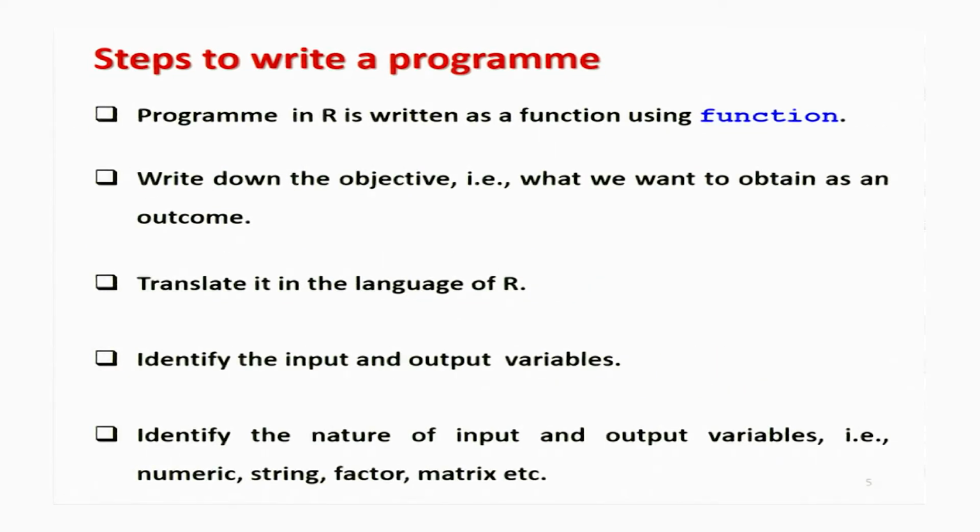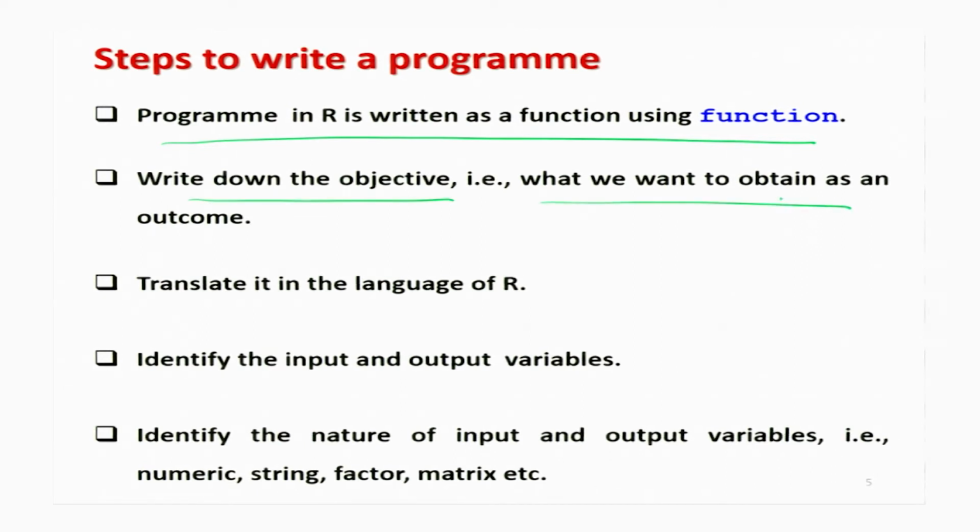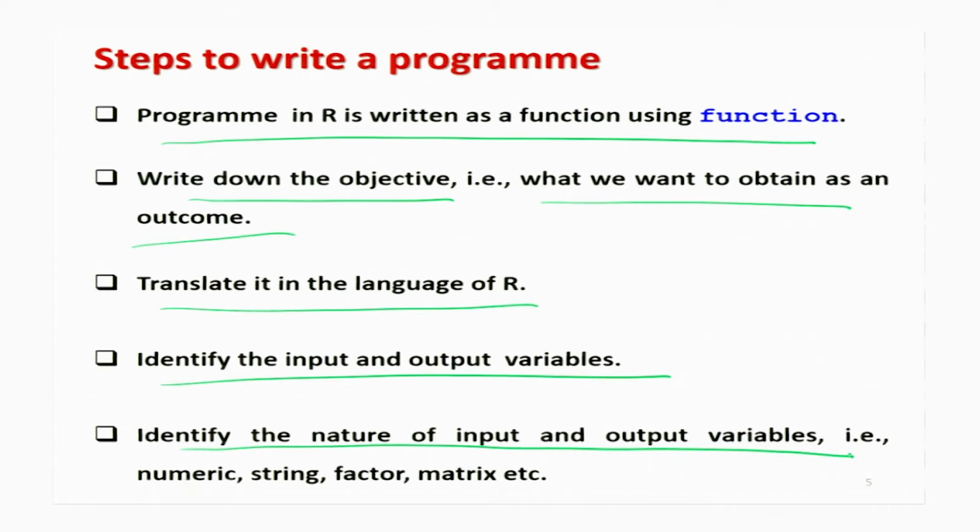And we have already discussed that programs in the R software are written in the form of a function, and in order to write a function or a program, we first have to define the objective. We should know what we really want to obtain as the outcome of a program, and then we translate it to the language of R, that is, how to communicate with R using commands and functions. In order to do it, first we identify the input and output variables. We identify the nature of input and output variables, like whether they are numeric, string, factors, matrices, etc. Now you know all of them, right?